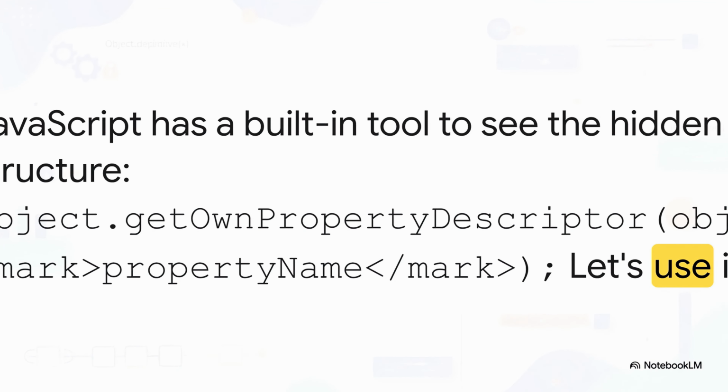So how do we actually get a look at this blueprint? Well, JavaScript gives us a really handy tool called Object.getOwnPropertyDescriptor. I know it's a bit of a mouthful, but it does exactly what it sounds like. It gets the property descriptor for one specific property on an object. All you have to do is pass in the object and the property name, and it spills all the secrets.